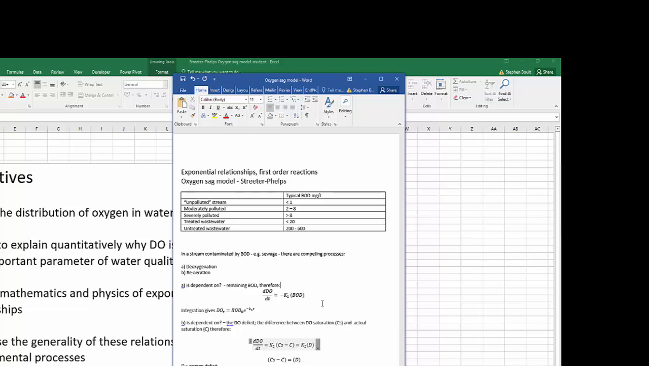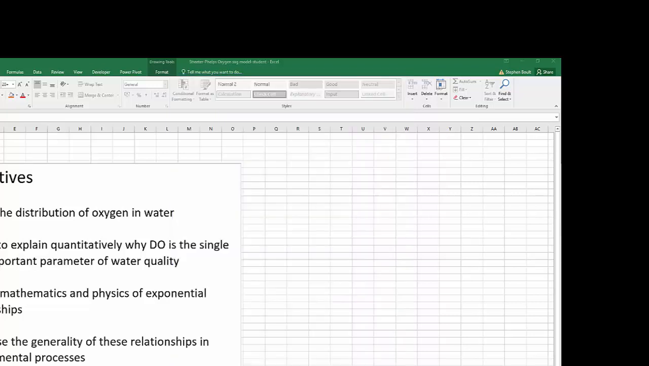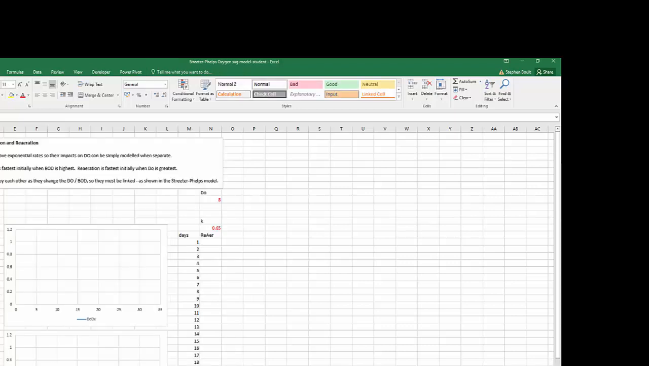And the reaeration process also will be dependent on one thing, which is the deficit in oxygen concentration. The deficit is the difference between the measured concentration and the maximum concentration that could be in the water as controlled by the temperature, so the oxygen saturation. The first tab has just the processes, where they're described on their own. You have the equations which describe them on the Word document.